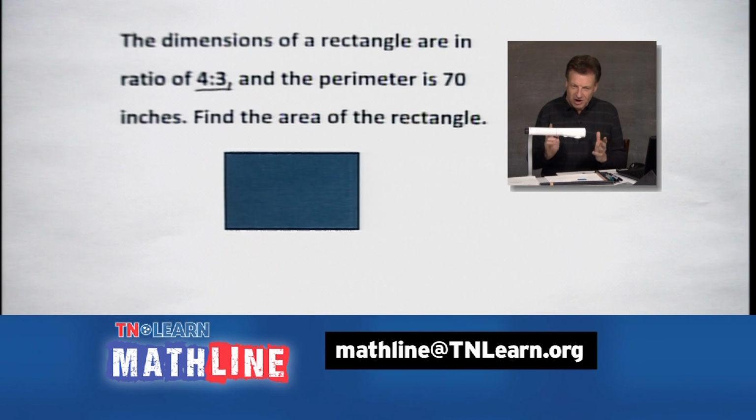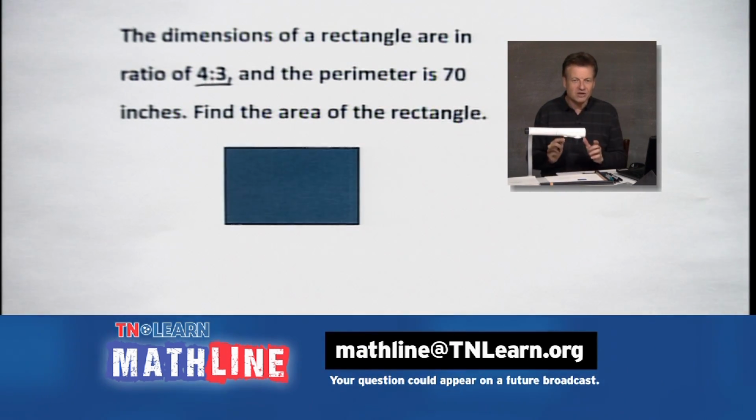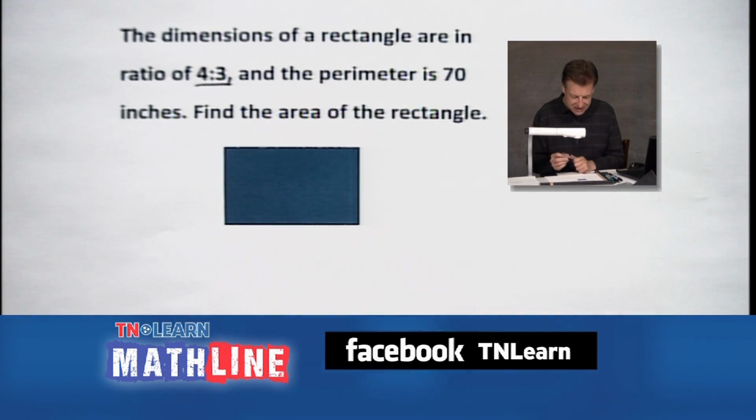Perimeter. What is perimeter all about? It's the distance around this rectangle. It's the distance all the way around. 4 sides. Not 2, but 4. A lot of times we have a ratio problem, people just look at that 4 and the 3, and they forget there are actually 4 sides to this rectangle. And they happen to repeat themselves.